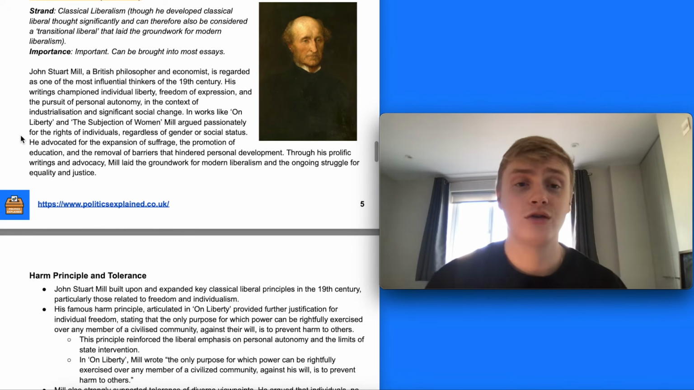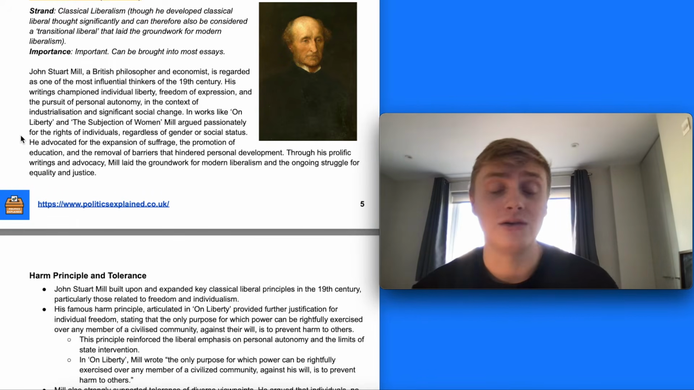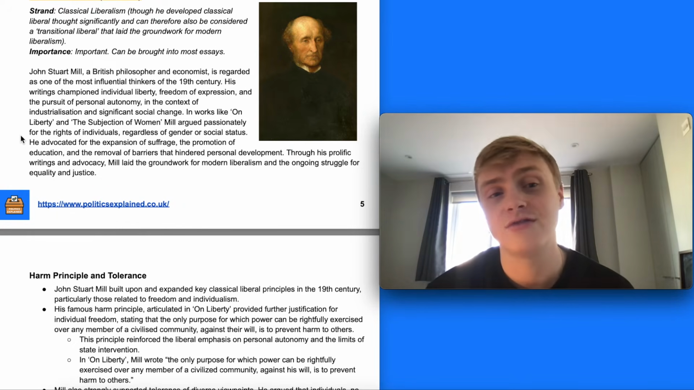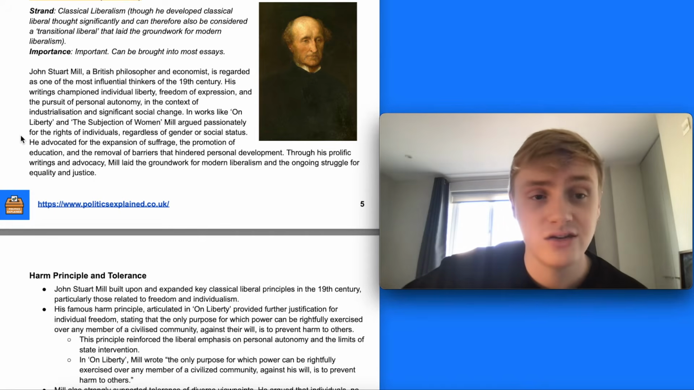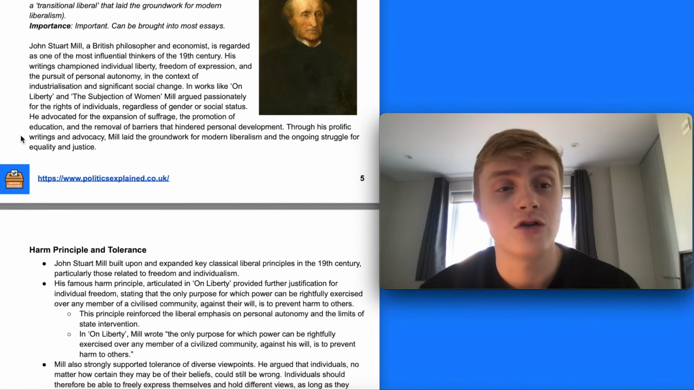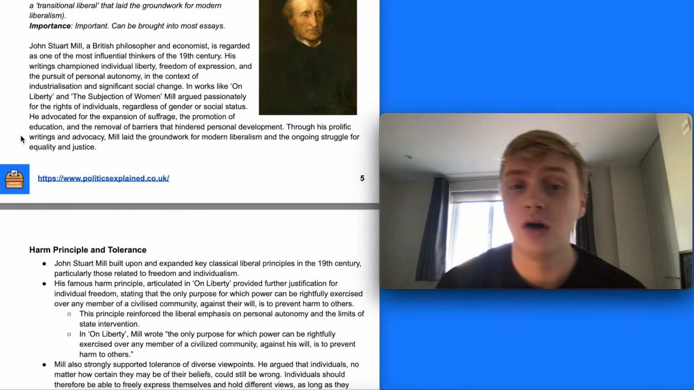So he was a British philosopher and economist in the 19th century, and his writing championed individual liberty, freedom of expression, and pursuit of personal autonomy in a context of significant industrialisation and social change. In works in particular On Liberty, he argued passionately for the rights of individuals regardless of gender and social status, advocated for the expansion of suffrage, the promotion of education, and the removal of barriers that hindered personal development.